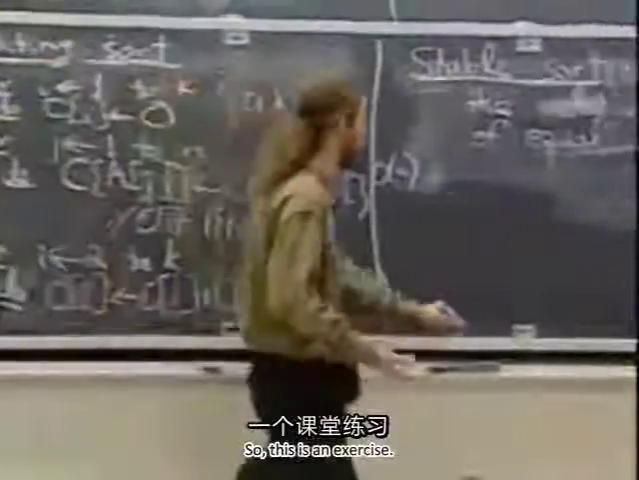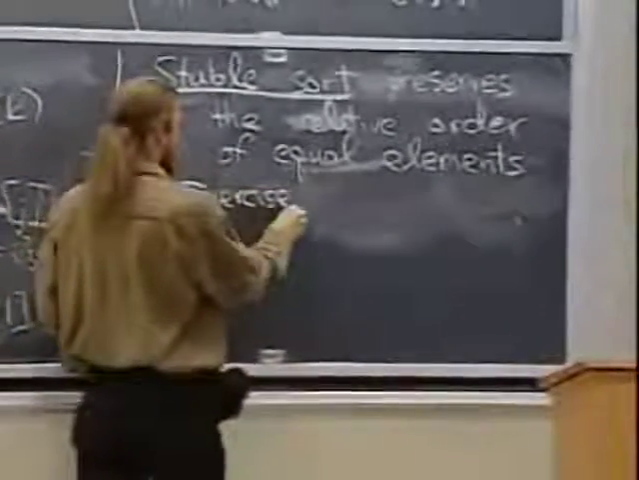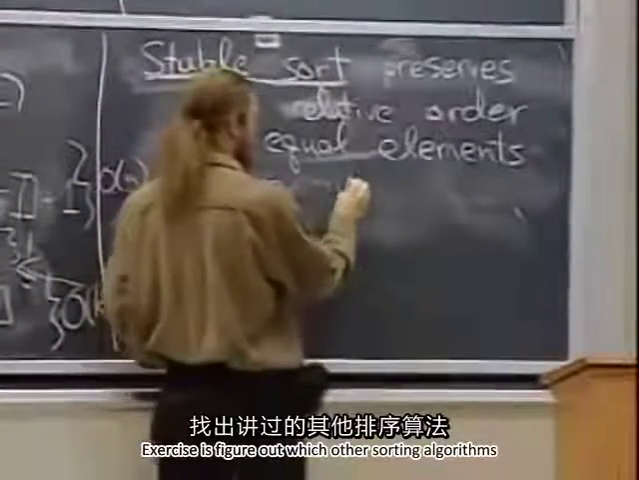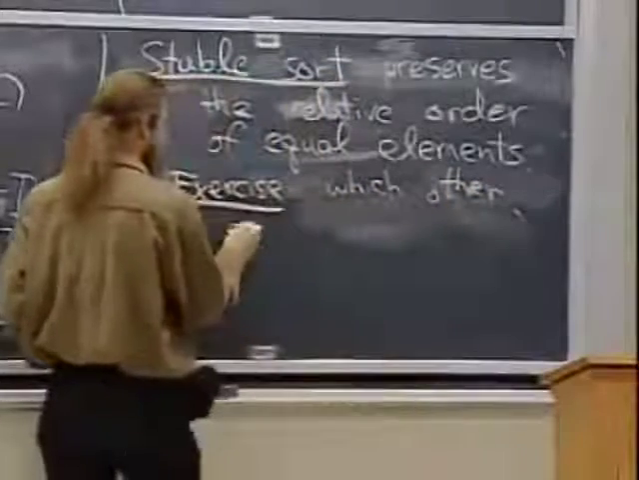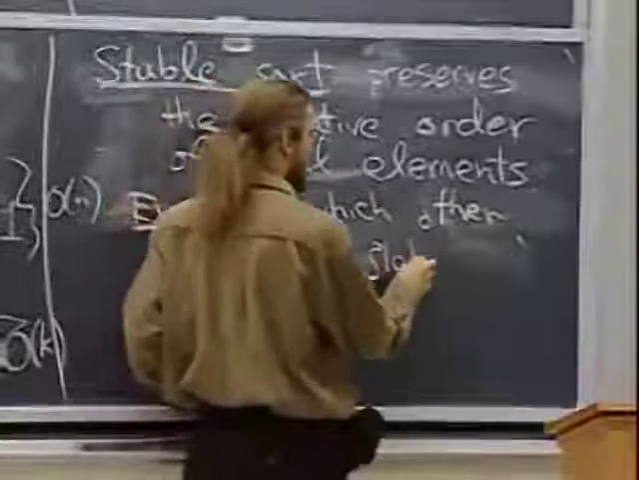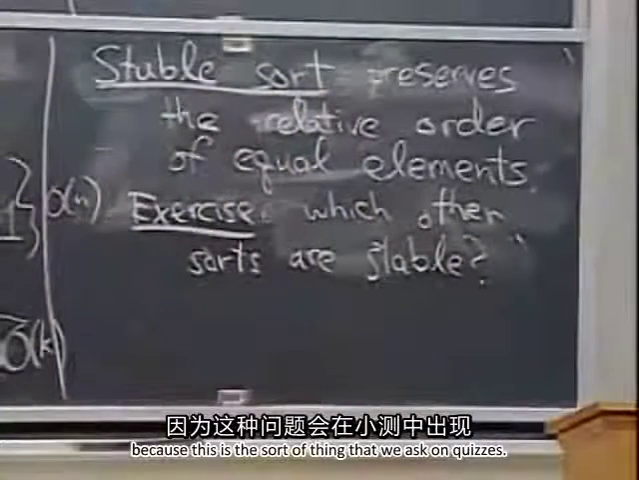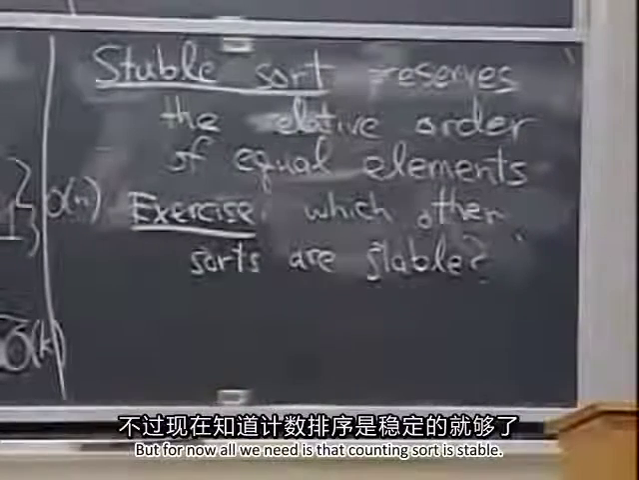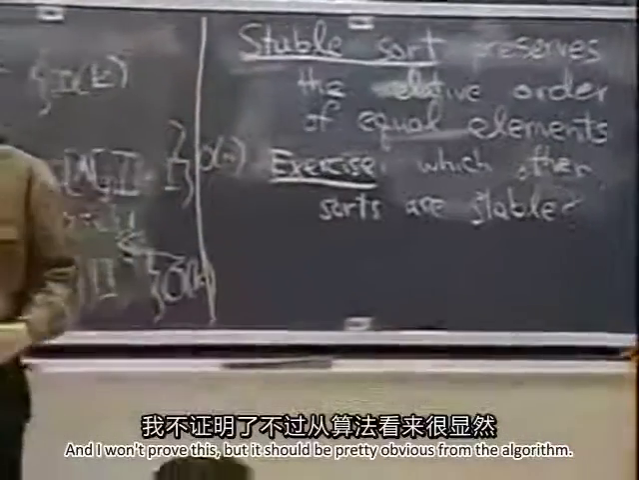So this is an exercise. Figure out which other sorting algorithms that we've seen are stable and which aren't. I encourage you to work that out because it's the sort of thing we ask on quizzes. But for now, all we need is that counting sort is stable. I won't prove this, but it should be pretty obvious from the algorithm.